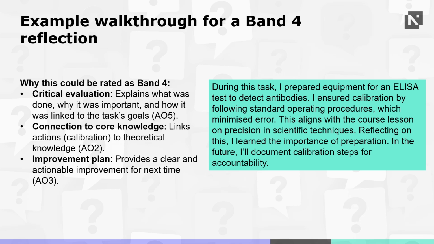Lastly, a Band 4 reflection includes a clear and actionable improvement plan. Here, the student commits to documenting calibration steps in the future to enhance accountability, addressing AO3. This example illustrates the depth of analysis, aligning with core knowledge and forward-thinking improvement plan that characterise a Band 4 reflection. By modelling this approach, students can aim to deliver similar high-quality reflections in their own tasks.